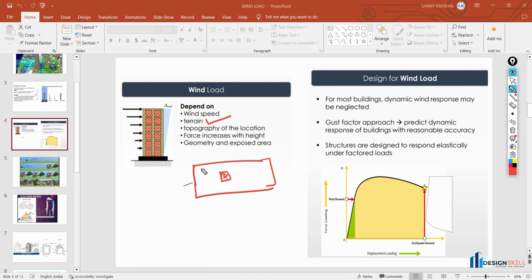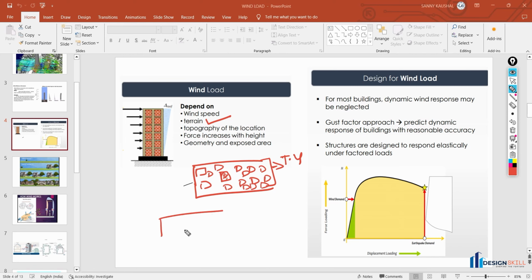Now what is the situation in the nearby area, the surroundings? Is there a lot of building already there? If a lot of buildings are already there near this structure, it means there will be obstruction in the wind flow, and that's the reason this will come in terrain category 4.